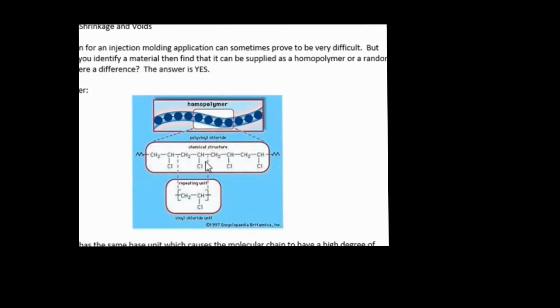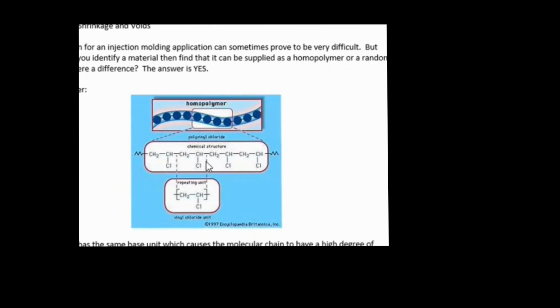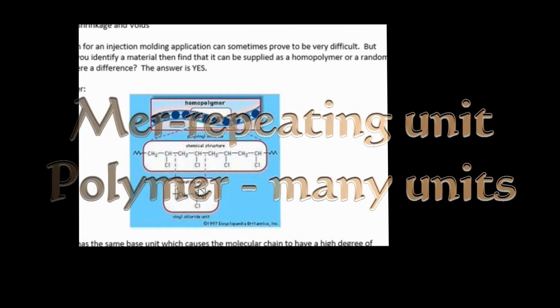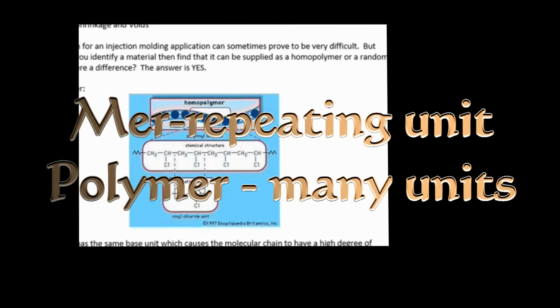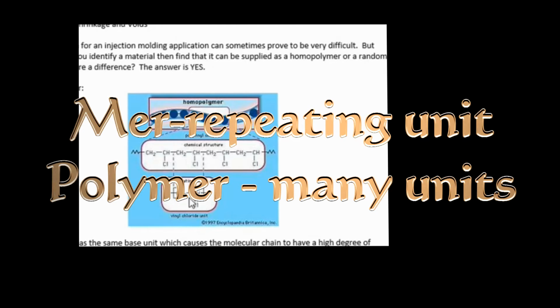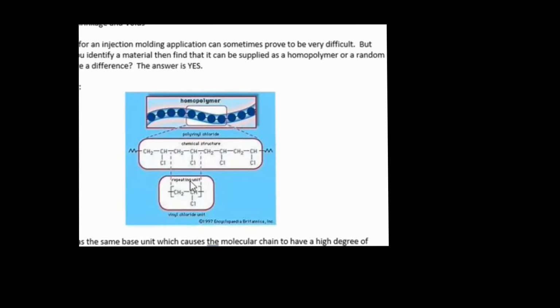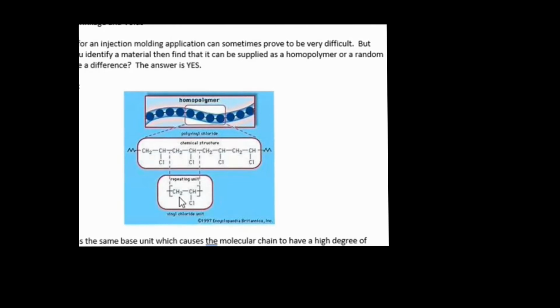So if you break it down to the basic repeating unit, the single unit, that's called the mer, M-E-R. So like polymer, the repeating unit. So polymer in Latin means many units. So poly means many and mer means units. So if we look at the base unit or the repeating unit, that's what we see here. So this is PVC, polyvinyl chloride.